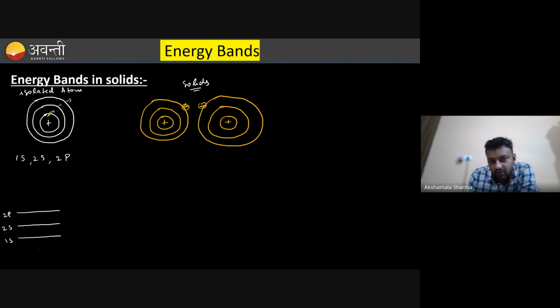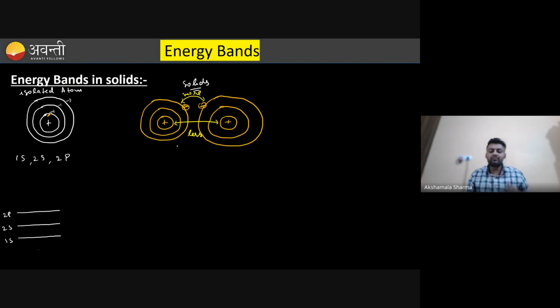For which of the orbits will the interaction be more? You will say, sir, for the outer orbit the interaction will be more. They will interact more. And for inner orbits, the interaction will be less because they are far apart, and outer orbits are closer to each other. So the electrons in outer orbits may interact more, but in the inner orbits, they may not interact as much. So what happens due to this interaction?